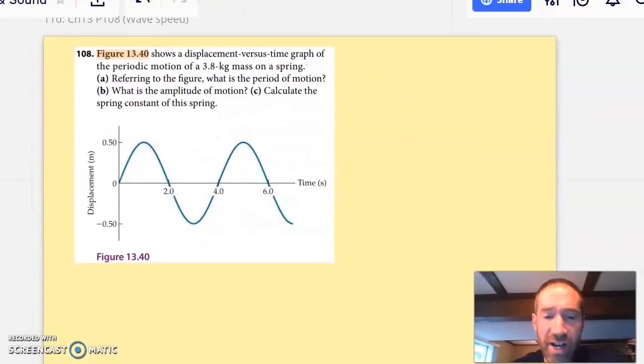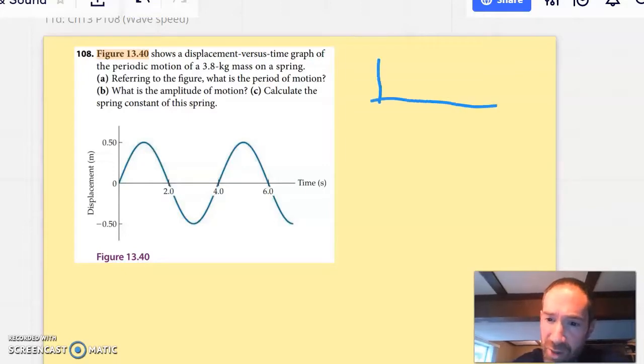On number 108, we have a different kind of scenario, very different actually. This one's more about just a vibration than a wave, although when you look at the picture, it looks very wave-like. But this picture is a graph of displacement versus time. So we have a simple harmonic oscillator. It's a mass on a spring.